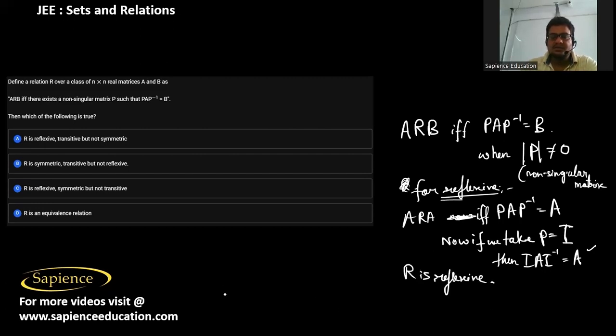Now we have to check if it is symmetric or not. So for symmetric, we should have that A is related to B.